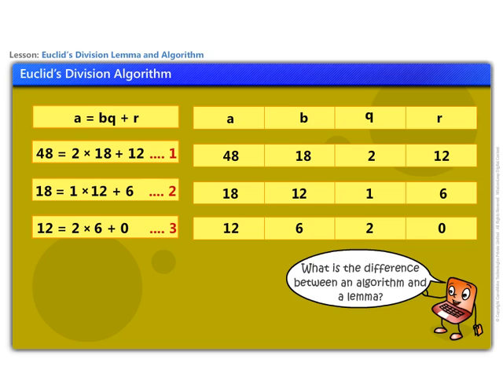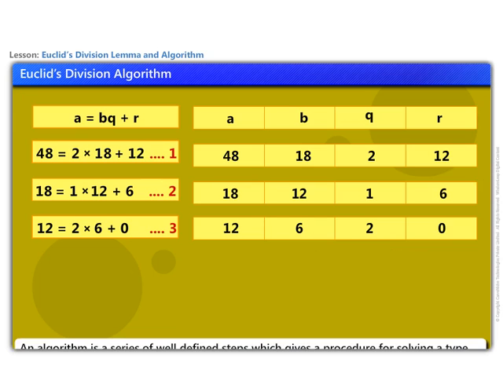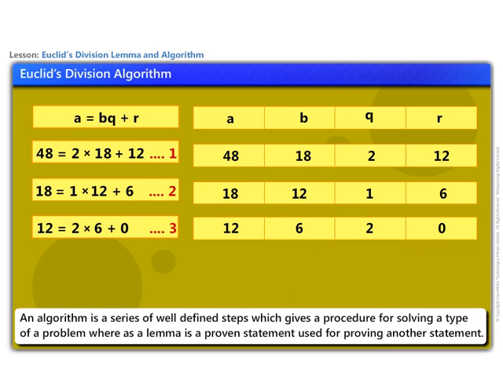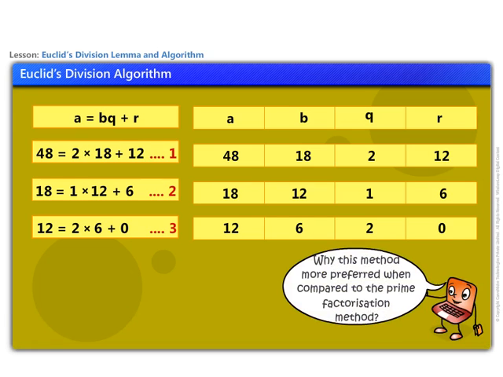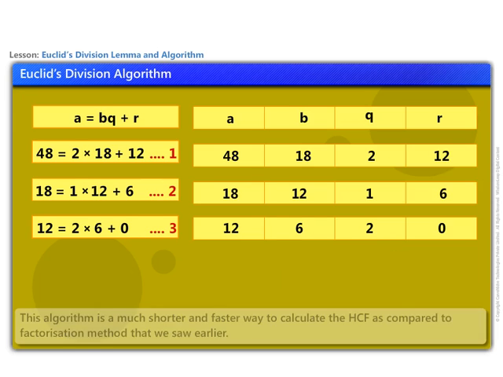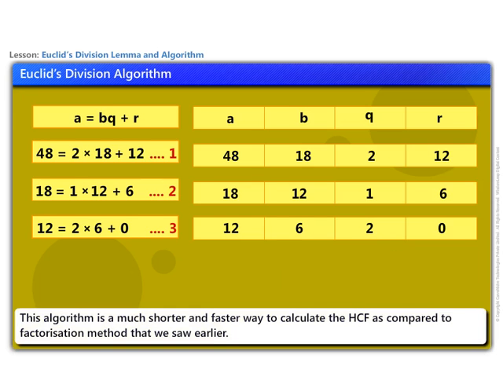What is the difference between an algorithm and a lemma? An algorithm is a series of well-defined steps which gives a procedure for solving a type of problem, whereas a lemma is a proven statement used for proving another statement. Why is this method more preferred when compared to the prime factorization method? This algorithm is a much shorter and faster way to calculate the HCF as compared to the factorization method that we saw earlier.